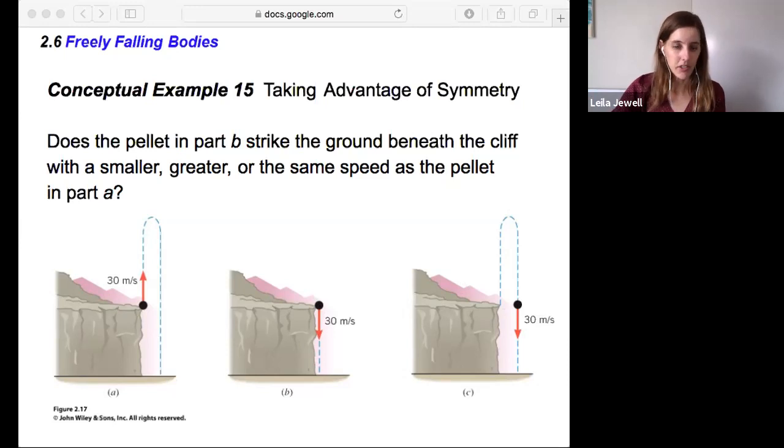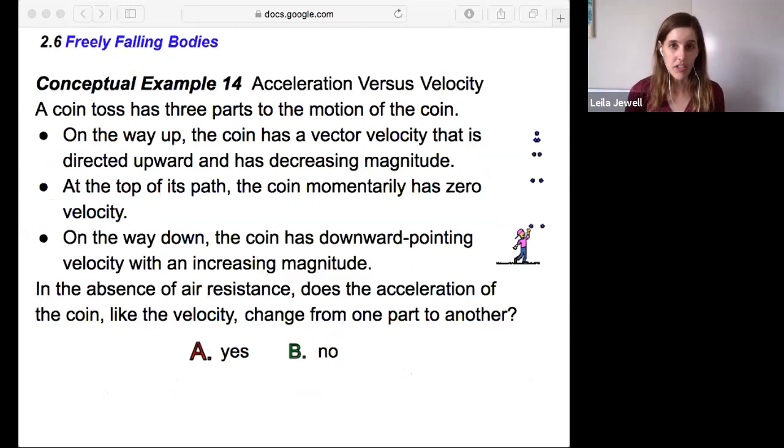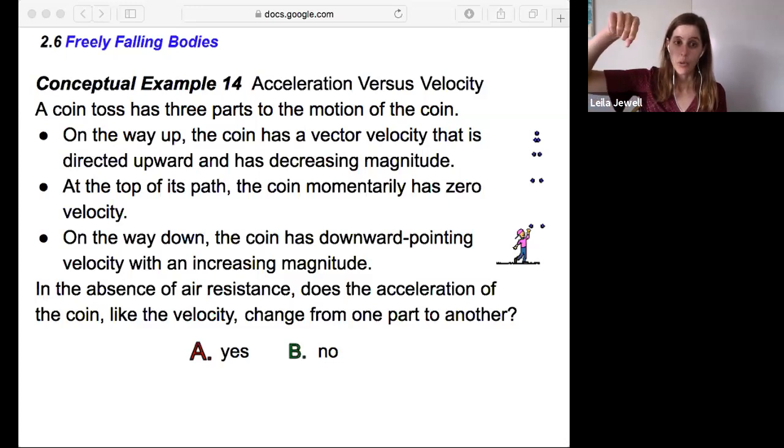To understand this better, let's look at one more conceptual example. So this is acceleration versus velocity, and you heard me even slip up a little in describing them because it's really tricky to describe the two. So we'll focus in on a coin toss. A coin toss has three parts to the motion of the coin. On the way up, the coin has a velocity vector that is directed upward and decreasing magnitude. It's getting smaller and smaller. At the top of its path, the coin momentarily has zero velocity. And on the way down, the coin has downward pointing velocity with an increasing magnitude. So a negative velocity because it is going down.